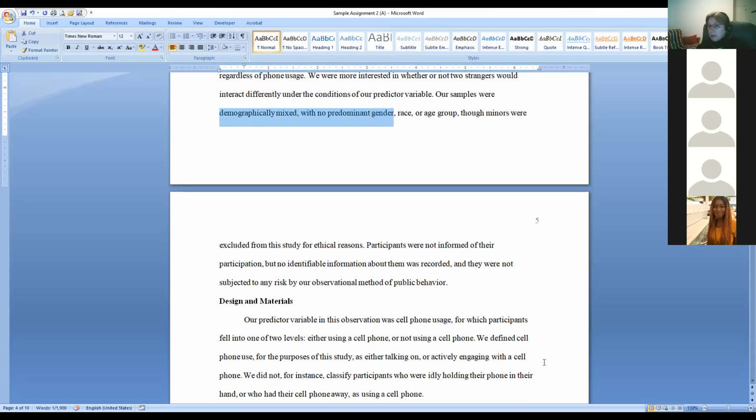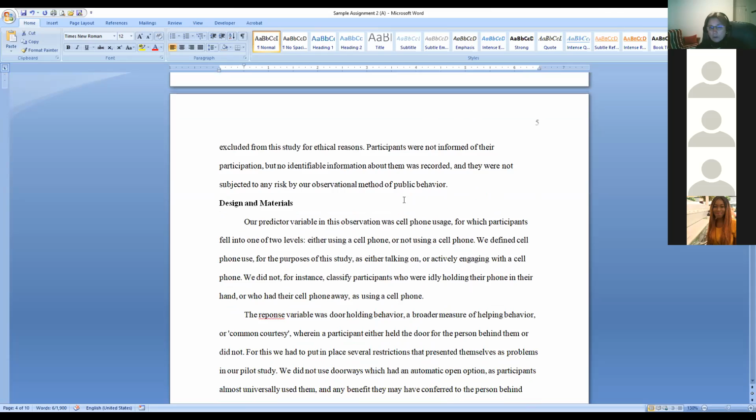Okay. They say that demographically it was a varied sample. They did not take any note of gender, race, or age because it wasn't a part of their design. But if you have this information, I think somebody told me that this particular group also noted the gender of participants. You can use that if you have it, but you don't need to if it's not a part of your predictive variable.